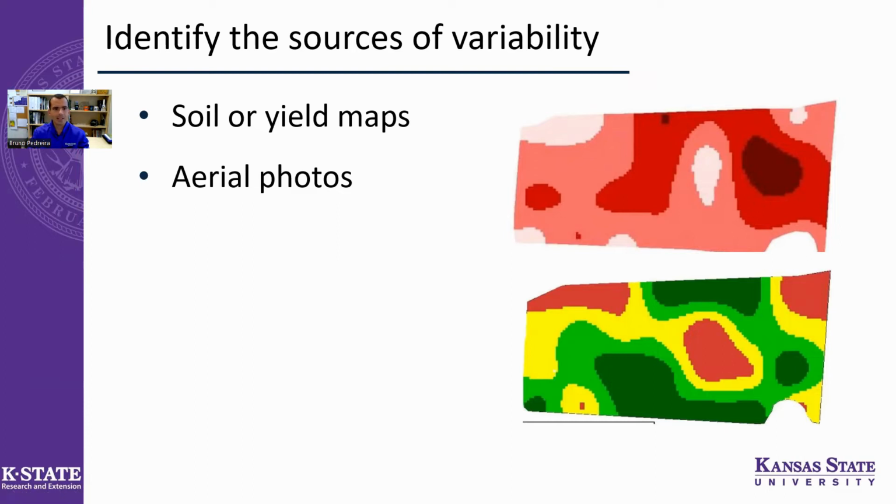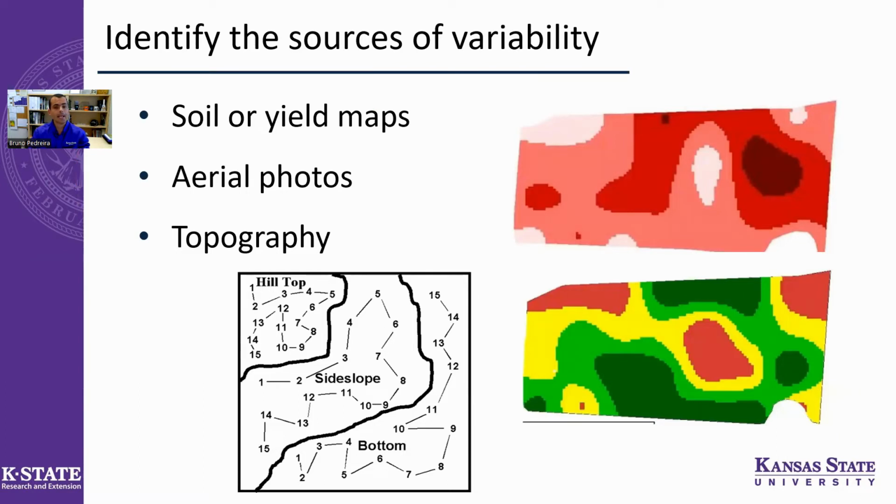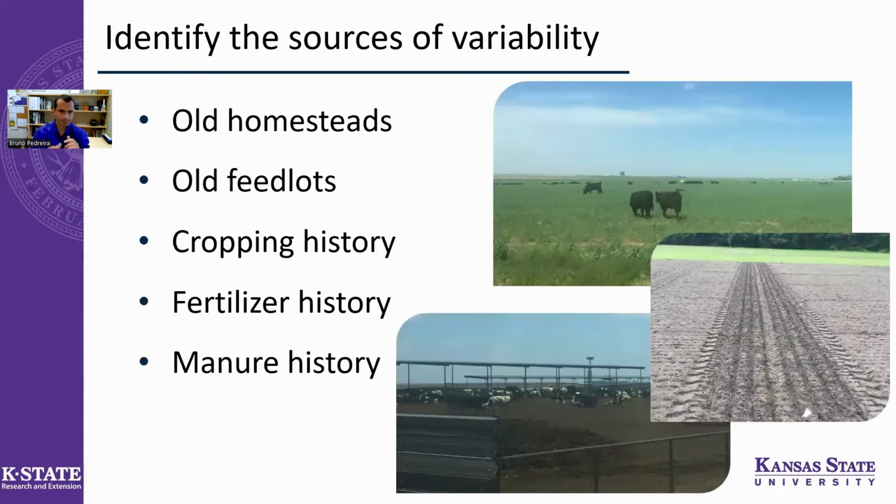So if you have any kind of soil or yield maps or aerial photos where you can see your field, it will help you to identify the source of variability and maybe split your field in 1, 2, or 3. Also, it's important to understand that topography can change soil fertility. So if you have a top, side slope, and bottom, you can divide your field in 3, for example, and we're going to have different recommendations for each of these parts of the field.